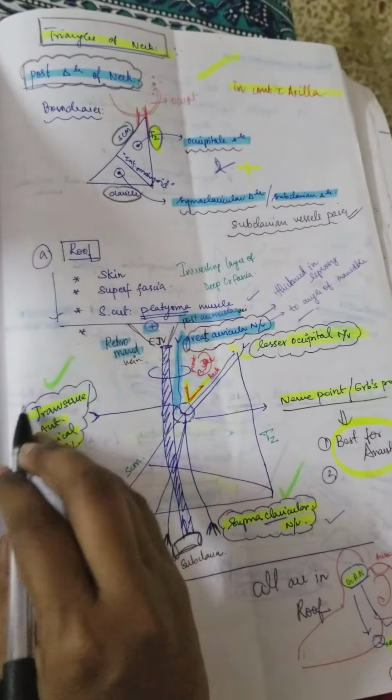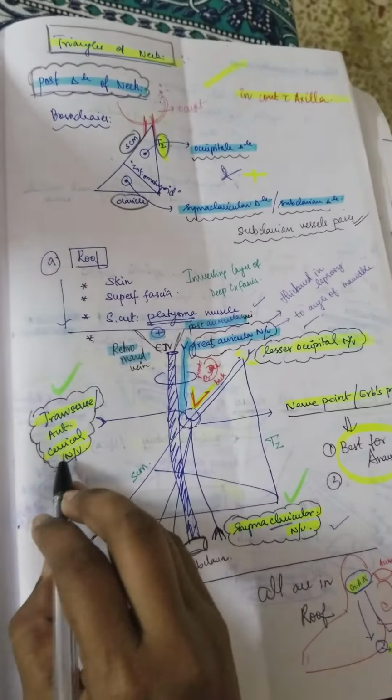And beyond that you have the transverse anterior cervical nerves and vessels, and below you have the supraclavicular nerves and vessels. Now these four nerves together form the nerve point or Erb's point, which is best for anesthesia. So these are all seen in the roof. This is the posterior border of the sternocleidomastoid.